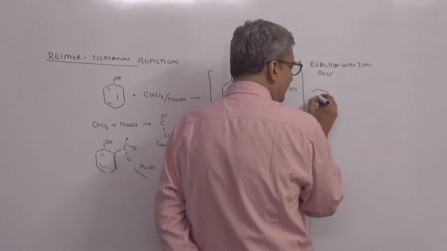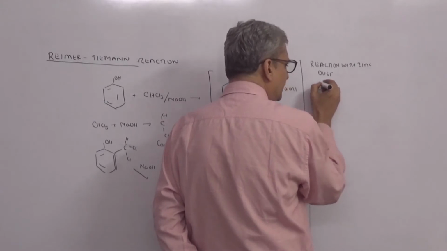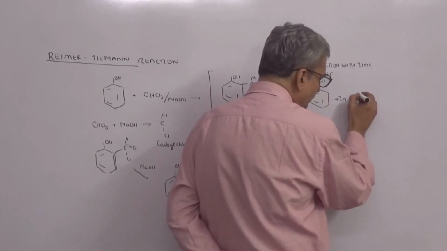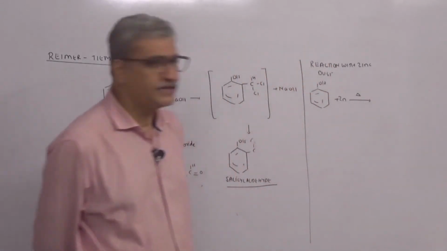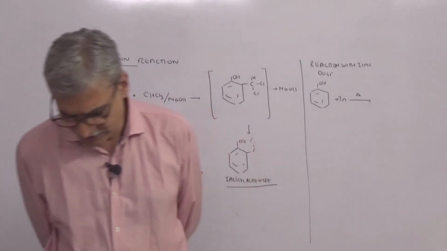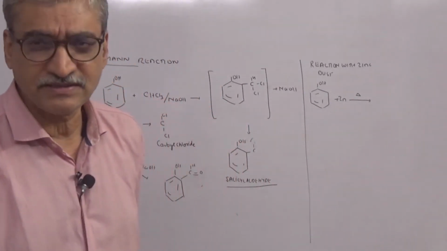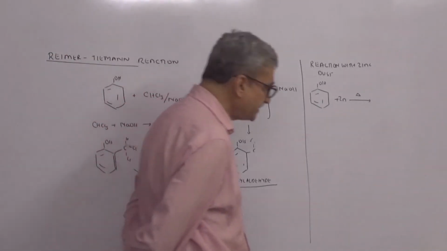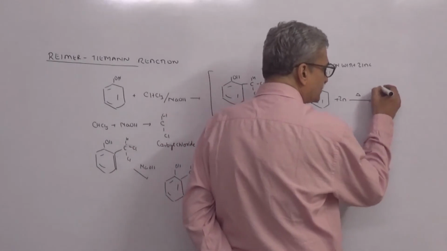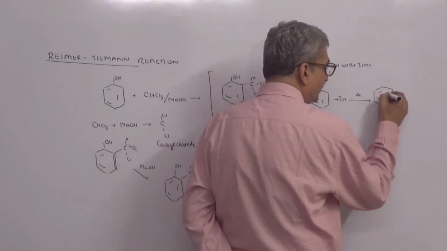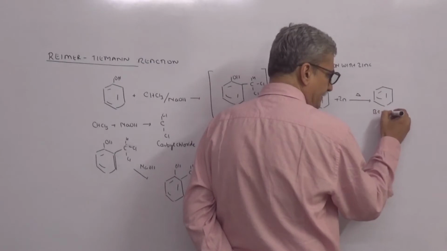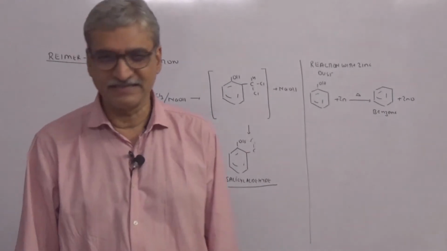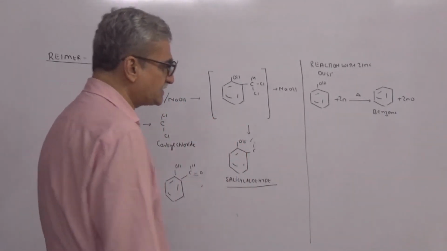So when you react, zinc is an excellent reducing agent. So what does a reducing agent do? A reducing agent removes oxygen from an oxide. We saw in metallurgy, carbon and carbon monoxide are good reducing agents. Zinc also is a good reducing agent. So what happens? You simply get benzene and zinc oxide. So this can be a method of preparation of benzene. It is not generally used because coal tar distillation is the large scale method.